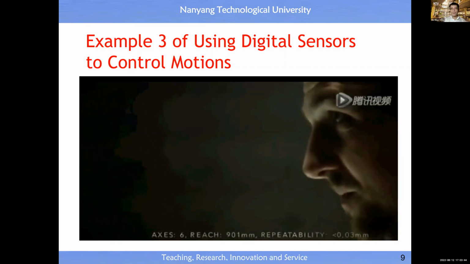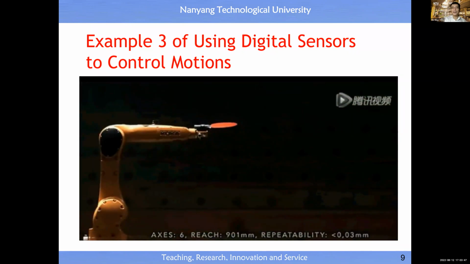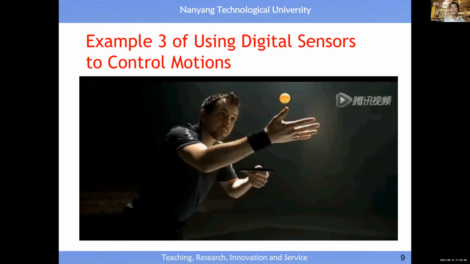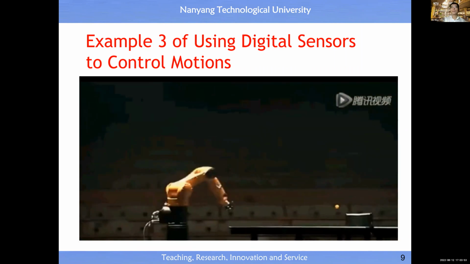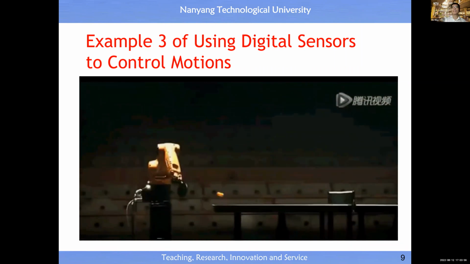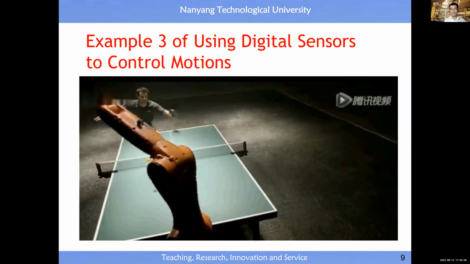So from here you will see this lecture is very useful for you to understand robotics, right? So inside a robotic arm, we have a lot of this type of sensor, right? It's a digital sensor.